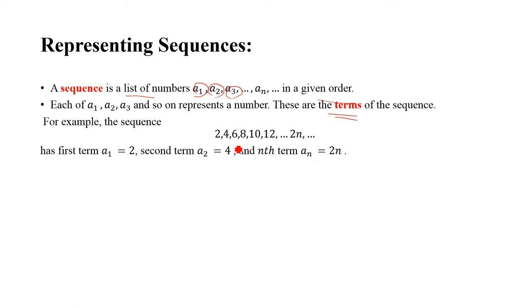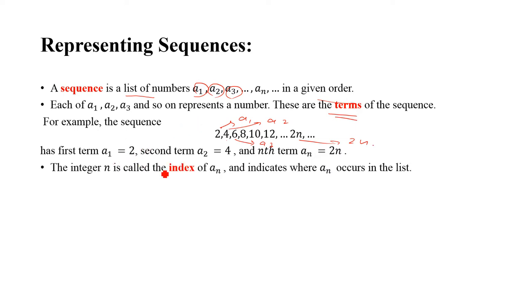For example, the sequence 2, 4, up till 2n has the first term 2, second term 4, third term 6 and so on, and the nth term is 2n, right? So the integer n is called the index of an. This integer n is called the index of an and indicates where an occurs in the list. So this actually tells us the number of the term in the list.